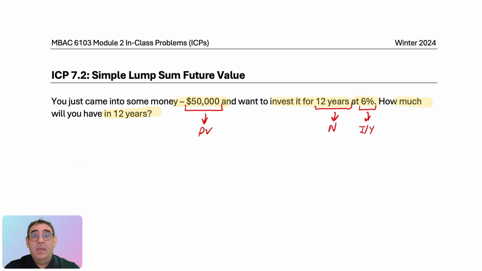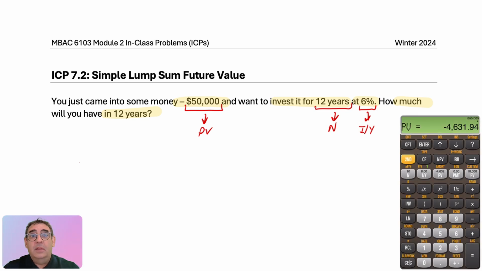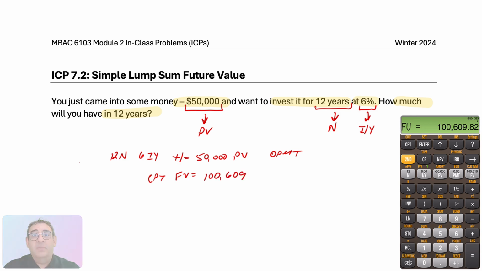6 is the IY. And entering in our calculator from left to right, 12 N, 6 IY, 50,000 plus or minus PV. So we want to put that in as a negative, and it'll kick out a positive result. Or if you put it in as a positive number, the calculator will kick out a negative result, which is fine. You just interpret it accordingly. So 50,000 plus minus PV, 0 PMT, and compute FV, and you should end up with $100,609. And that's it for all the problems in Chapter 7.